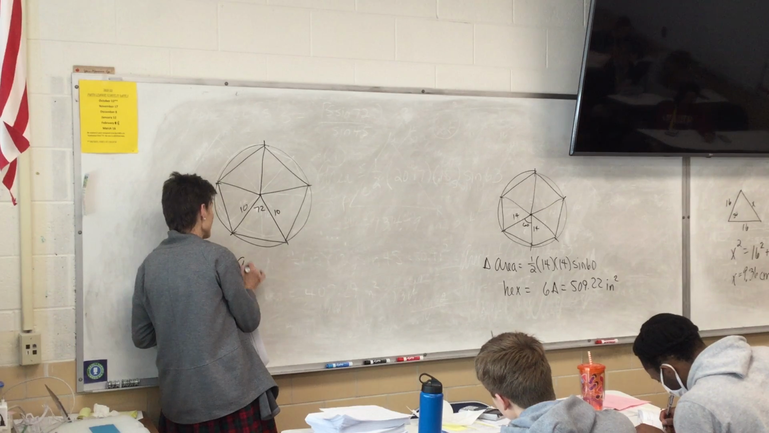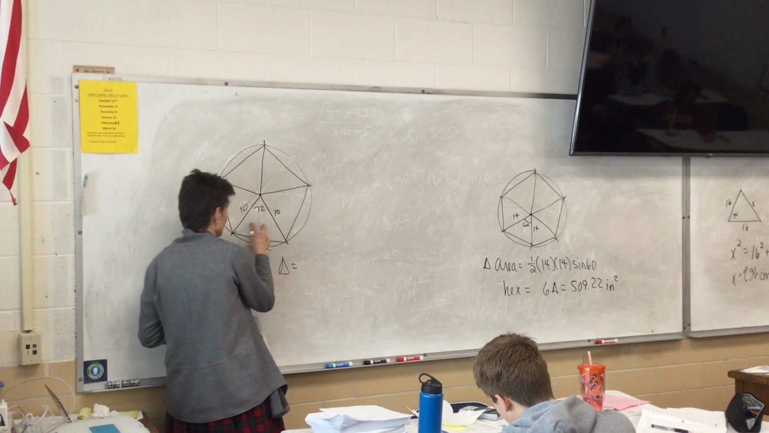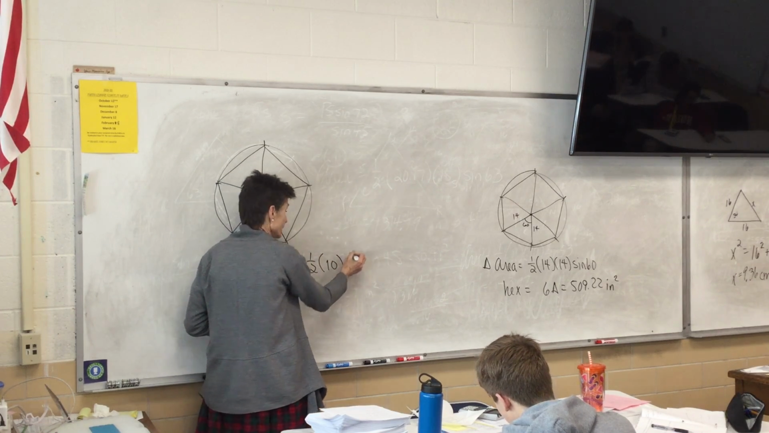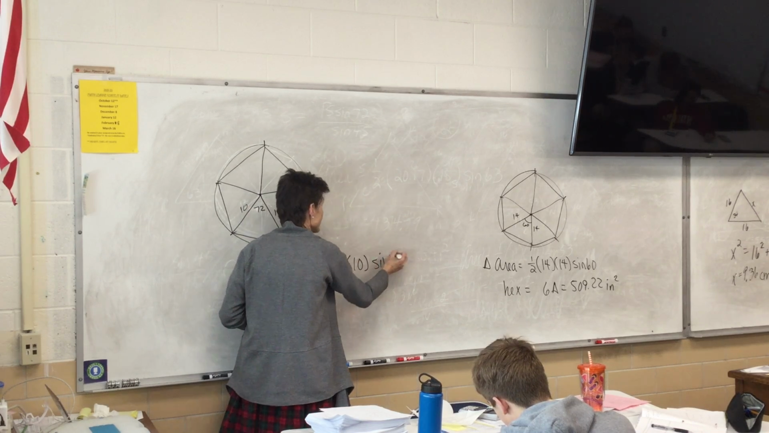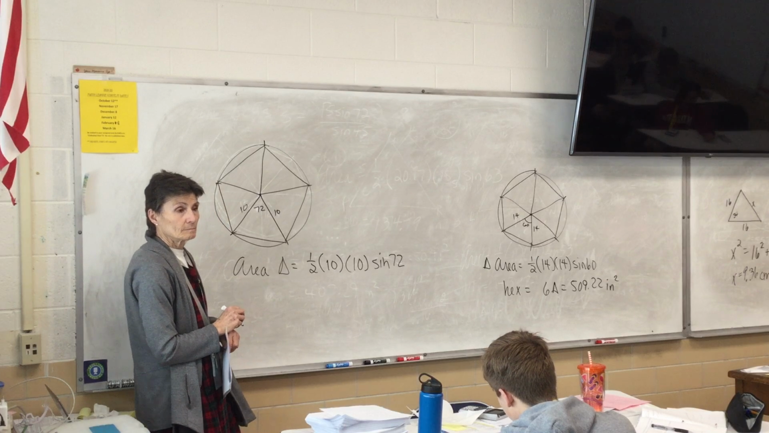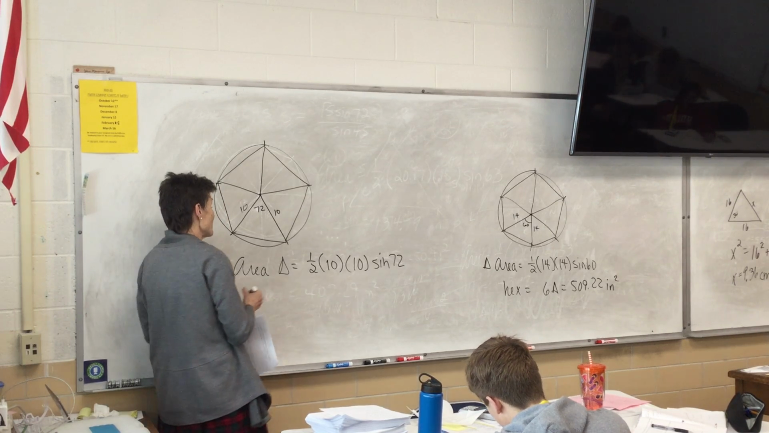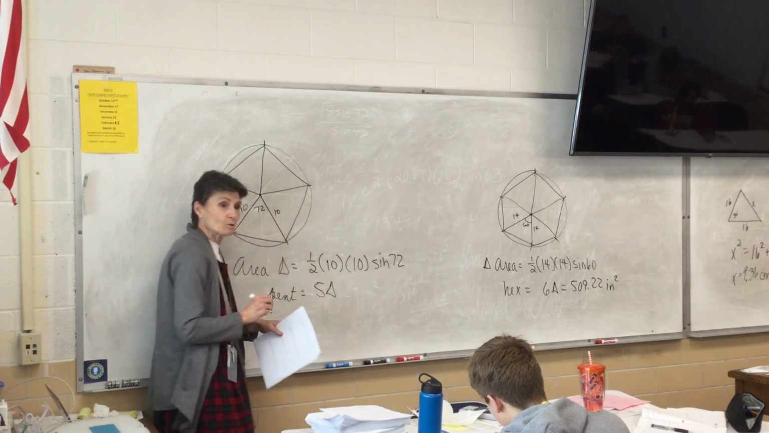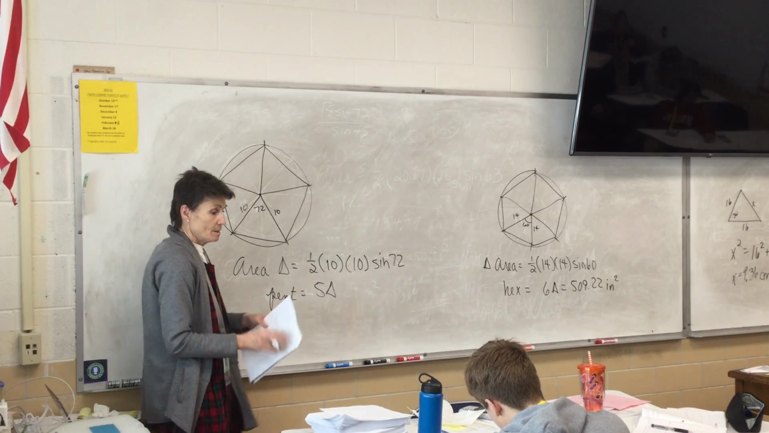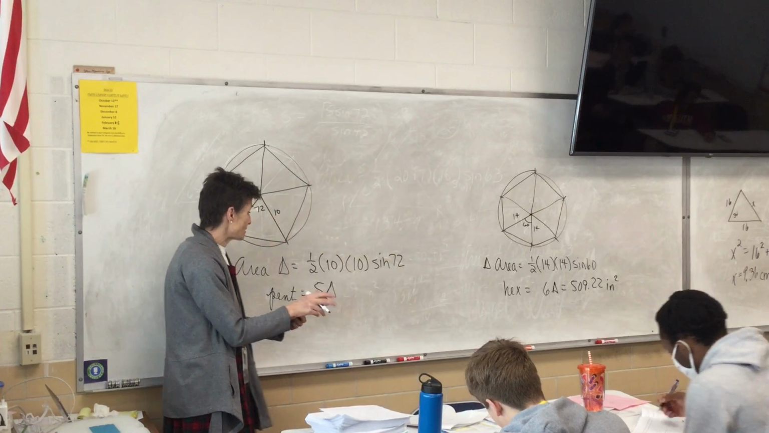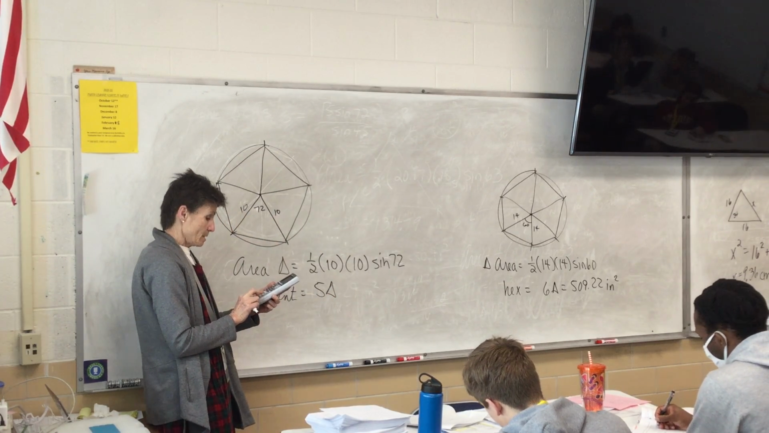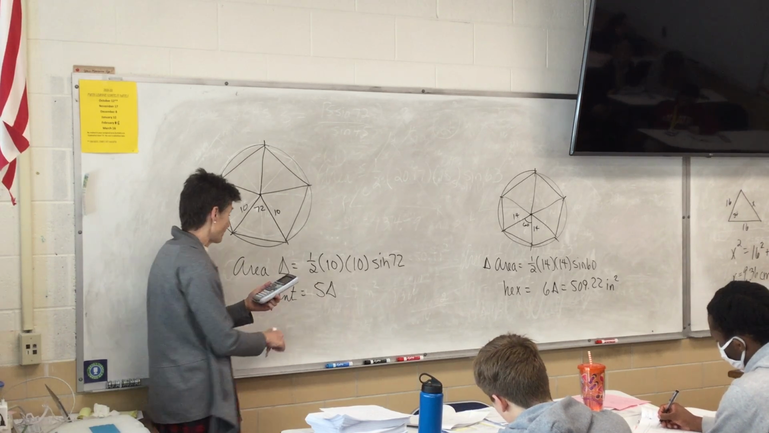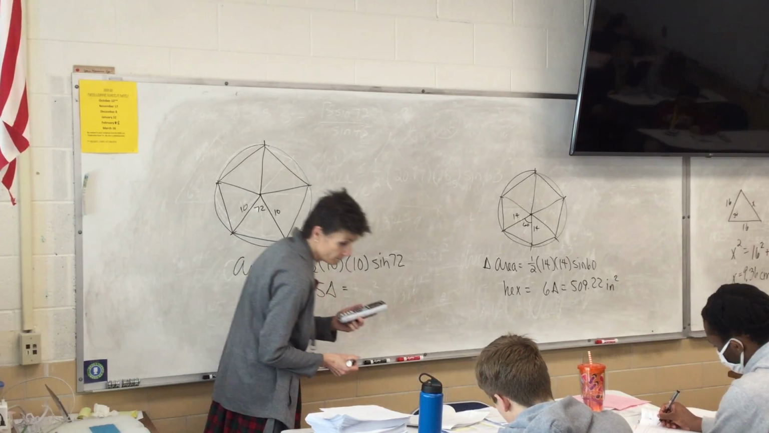So what's the area of the triangle? The triangle right here. 1/2, 10, 10, sine 72. And then the pentagon will be 5 of those. Would you agree with that? So let's find the area of the triangle and then just hit times 5 and we're all good. So somebody tell me what you got as your final answer for the pentagon area.